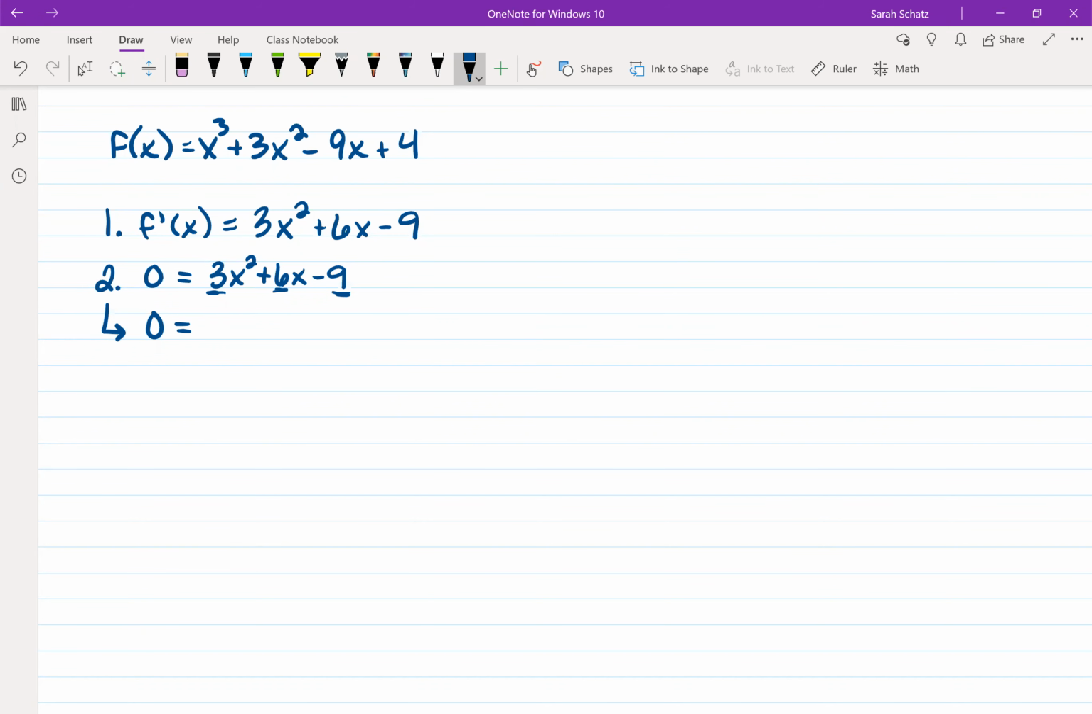So what I mean is, let's take a 3 out of each of these 3 terms. That would leave me with x squared plus 2x minus 3. And notice now, because the x squared is by itself, it's a lot easier to factor than it was with the 3's in there. So let's keep going. All right, so let's see what this factors into.